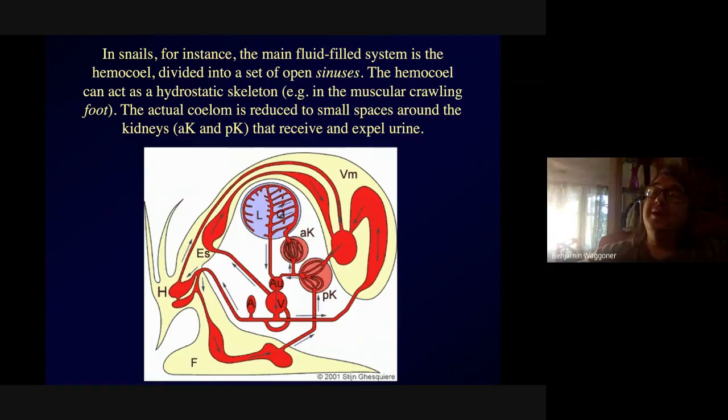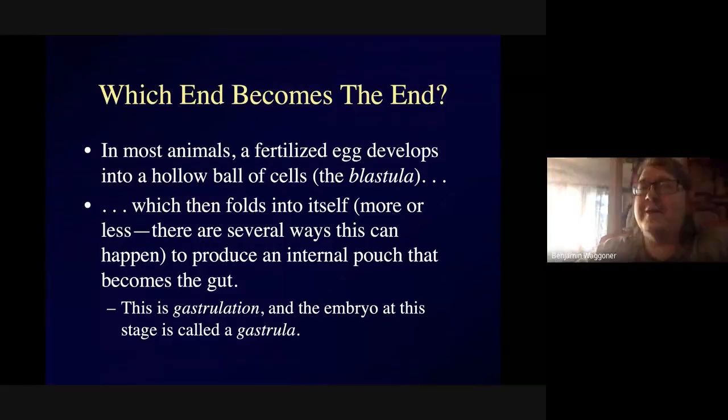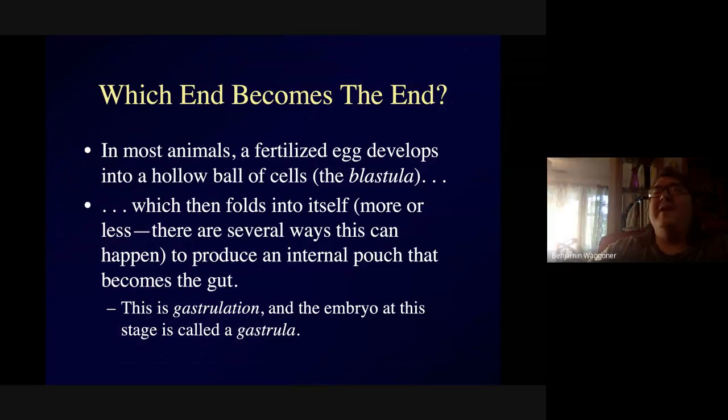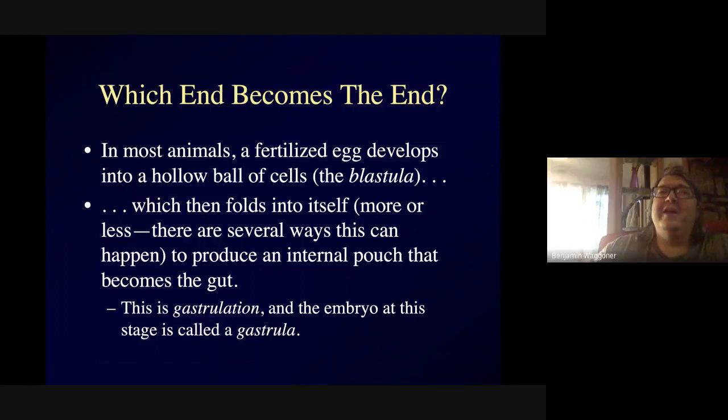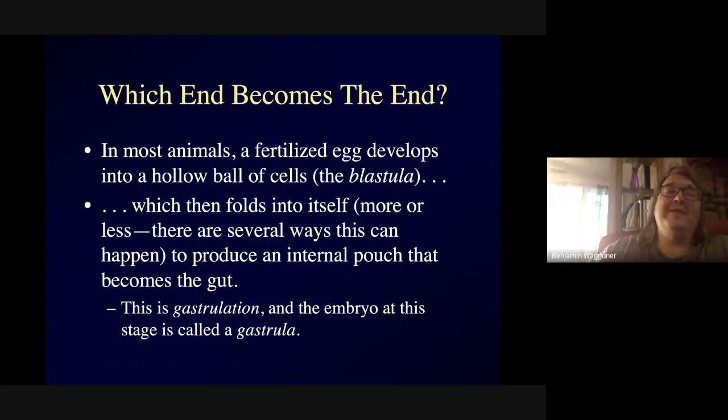In you, the coelom is pretty small and the hemocoel is quite large. In starfish, that would actually be a good counterexample. The hemocoel is small. There is a circulatory system, but it doesn't amount to all that much. And the coelom is large. So usually one is big and the other is small, but usually not both are well developed.